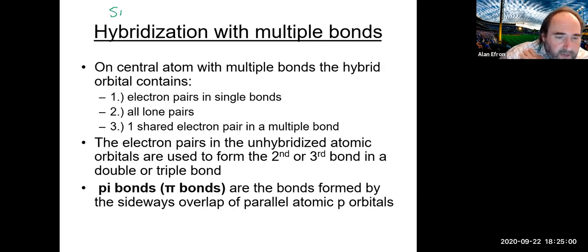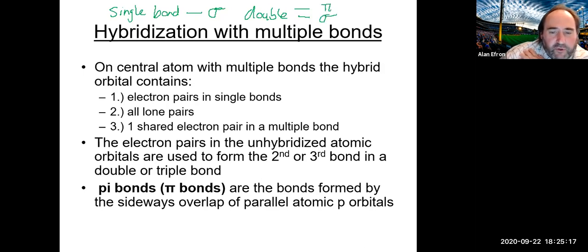Basically, every single bond, the first line you draw in your Lewis structure, is a sigma bond. A double bond, which consists of 2 lines: the first line is a sigma bond, the second line is a pi bond. And your triple bond, which is 3 lines: the first line is a sigma bond, the second one's a pi bond, and the third one is also a pi bond. Question on that?